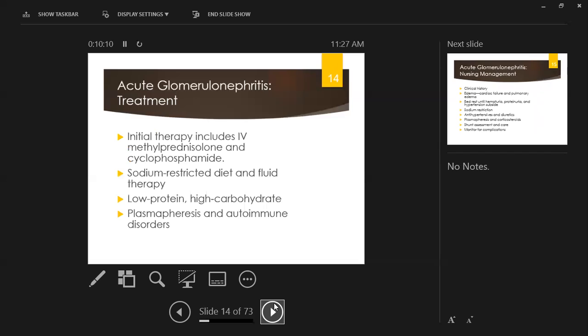Treatment of acute glomerulonephritis includes initial therapy with IV medications. We give methylprednisolone, a steroid, in order to decrease inflammation, and cyclophosphamide. Sodium restricted diets and fluid therapy are important because the kidneys are already going to be stressed. We want low protein, high carb diets, and they may even have to go through plasmapheresis if there's an autoimmune disorder to hopefully eliminate that reaction between the antibodies.